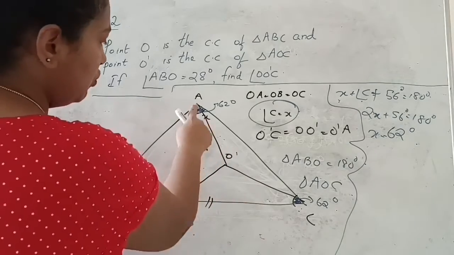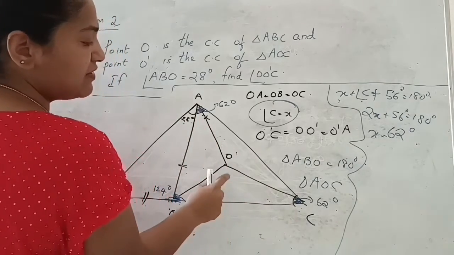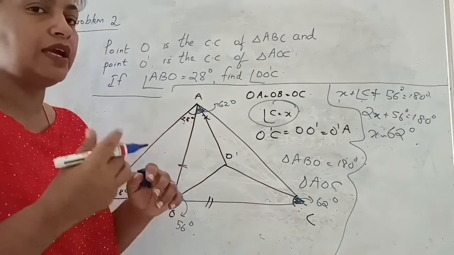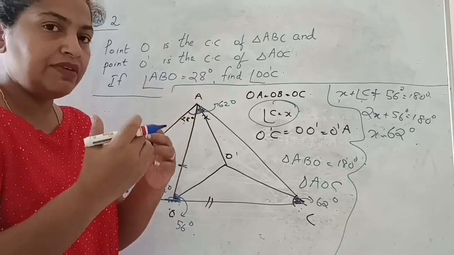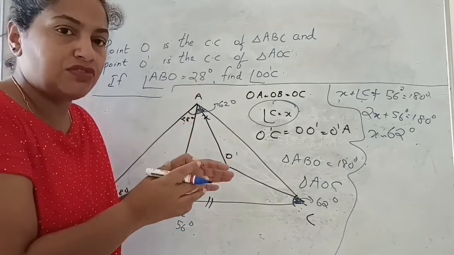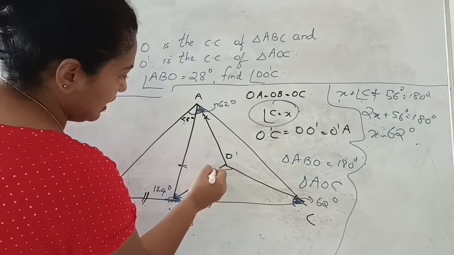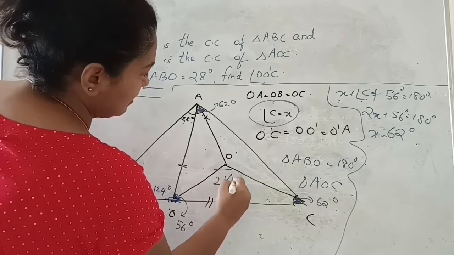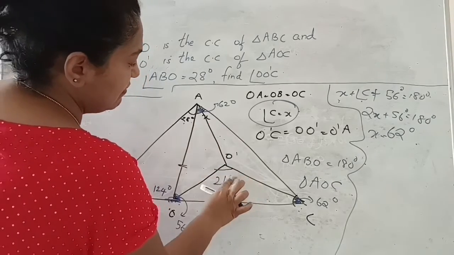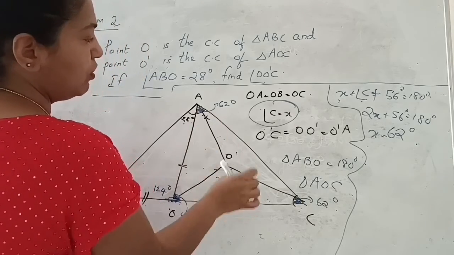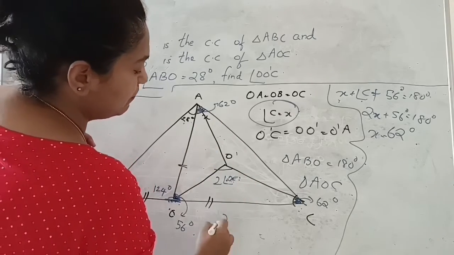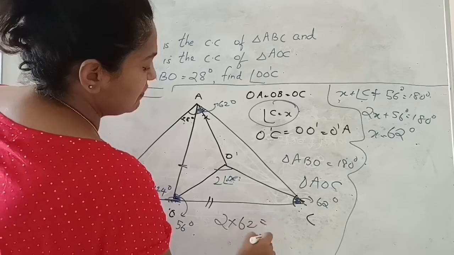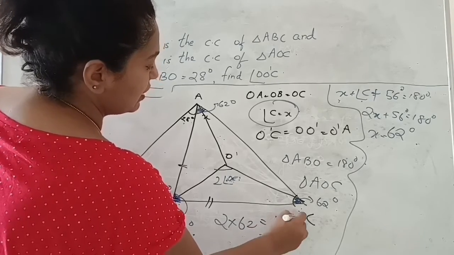Okay. Now, for this triangle, O dash is a circumcenter. We know that for an acute angle triangle, whenever we have the circumcenter inside of the triangle, the value of this particular angle will be equal to 2 angle A. Or I can say in this case, it is 2 angle X. So this particular angle will be equal to 2 into 62, which is equal to 124 degrees.